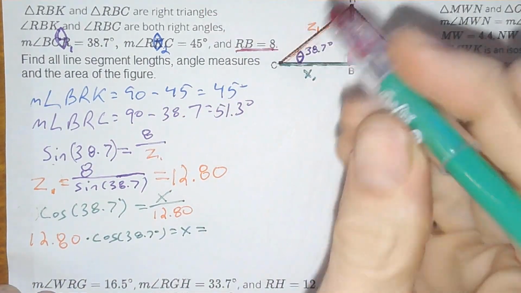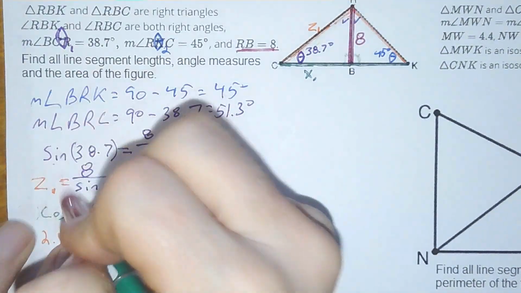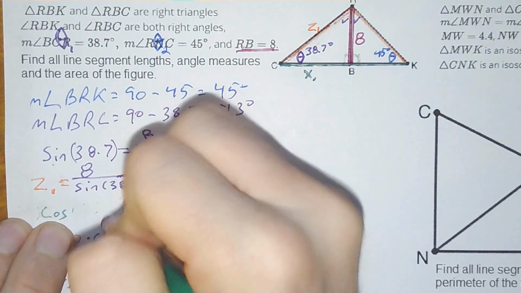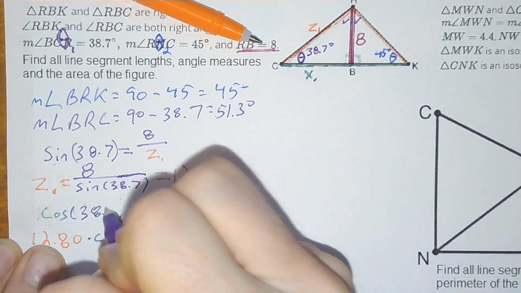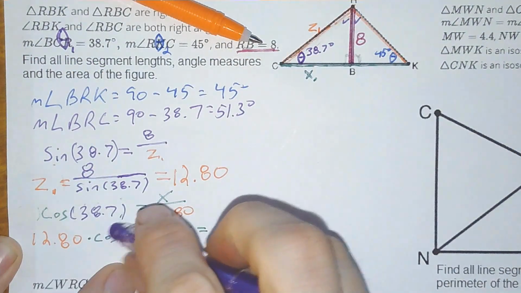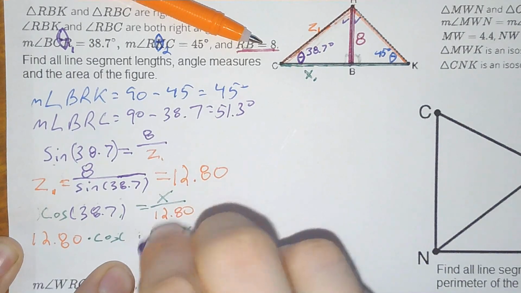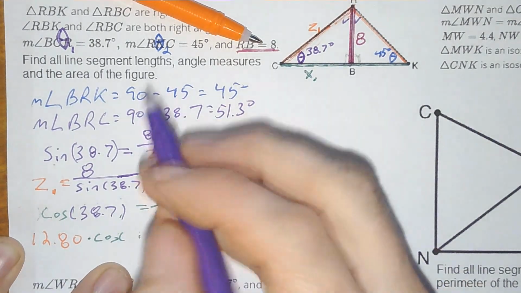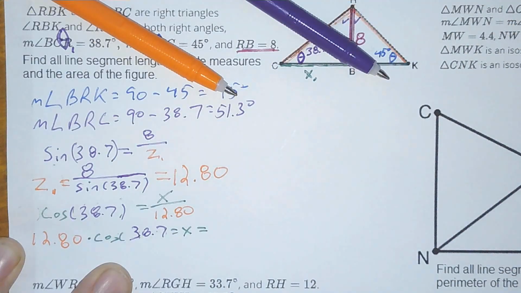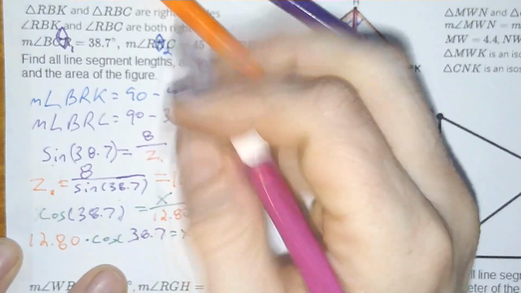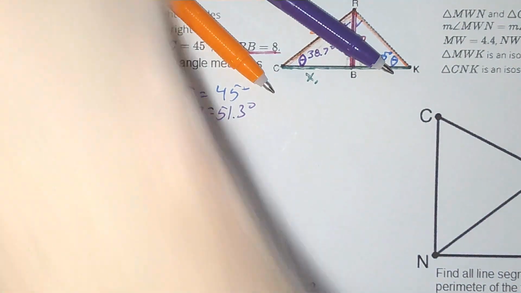Oh well. And my sine up there should have been burgundy. 38.7, and then I'll make my sine up here burgundy. You would be able to tell the difference between burgundy and purple. Maybe you would. Let's see.